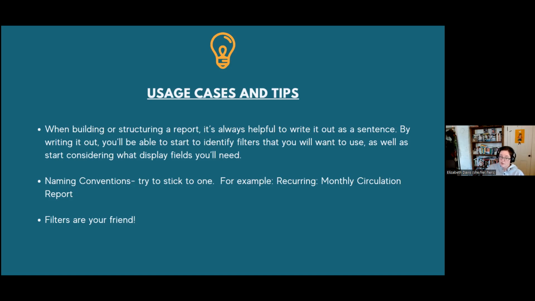Naming conventions, try and stick with one. I'm horrible at it, so learn from my mistakes. Try and be consistent. So for example, if you're going to build a monthly recurring report, maybe start all of your recurring reports with the word recurring or monthly or daily or something like that, just so that you know that these things are going to be reoccurring and that you don't want to delete them. And like I said, the filters are your friends in both the display and in the structure of your report.